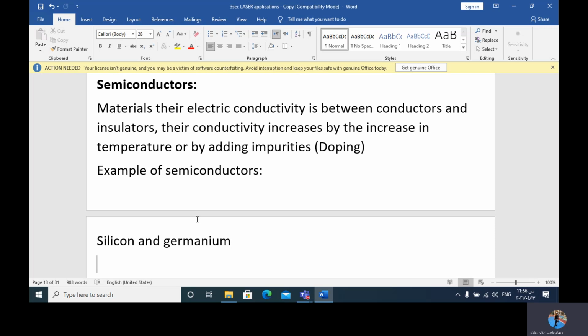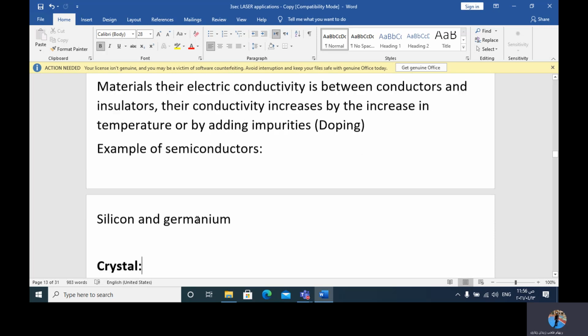Okay? And the second thing I need to say about semiconductors: how to increase their conductivity, because they are between conductors and insulators? There are two ways to increase the conductivity of a semiconductor. First one, increasing temperature. The second one is by adding impurities. And we will explain each one of them in detail later. So this is the definition of semiconductors.